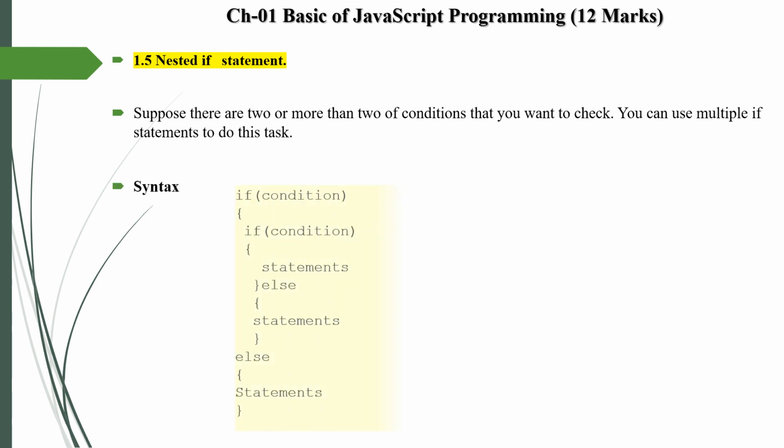The syntax is like this: if statement condition, then if the first condition is true, it checks the second condition, and if both conditions are true, these statements are executed. If the first is true and the second is false, then this else part is executed, and if the first condition is false, then it directly executes this else part. So the difference between if else ladder and nested if else is that in nested if else, when the first condition is true, then it checks the second condition, and in if else ladder, if the first condition is false, then it checks the second condition.